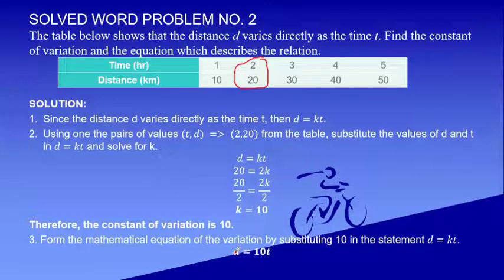And let us try to check. So, if t is equal to 1, the distance is 10. 10 times 1, 10, tama. 10 times 2, 20. 10 times 3, 30. 10 times 4, 40. 10 times 5, 50.